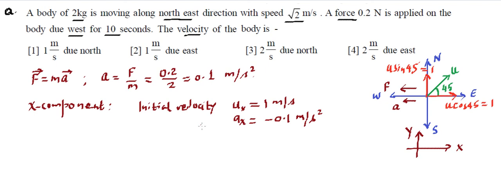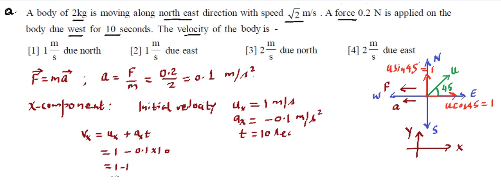Then we need to find the velocity after time t, which is given as 10 seconds. You must be remembering, whenever a is constant, the equation of motion is v equal to u plus at. So the velocity in the x direction will be equal to the initial velocity in x direction plus ax, the acceleration in x direction, into t. Simplifying, this is 1, and this is minus 0.1 into t. T is 10, so it's going to be 1 minus 1, which equals 0. That means the x component of velocity will become 0 meter per second. That means the particle will become stationary at that instant along the east-west direction, or along x.